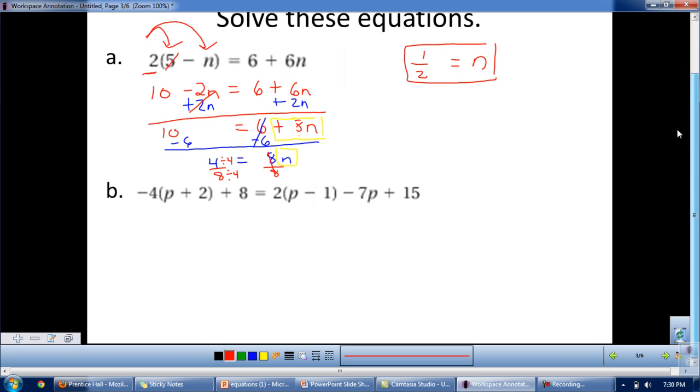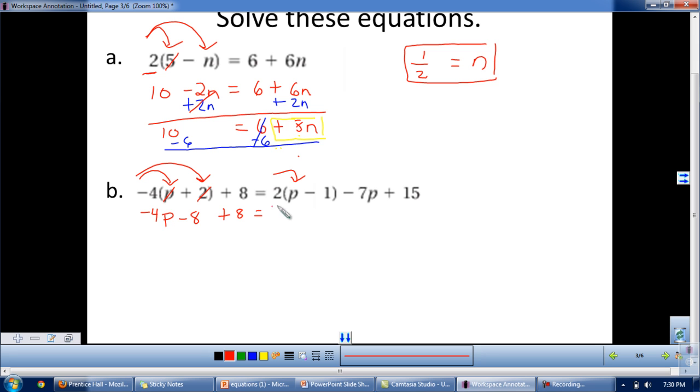Alright, let's look at the second one. Oh boy, we have 2 sets of parentheses. I'm going to erase the work up here so we have some room. Let's use the distributive property. We're going to take the negative 4 and multiply it to the p and to the 2. Negative 4 times p is negative 4p. Negative 4 times 2 is negative 8. Bring down plus 8. Bring down the equal sign.